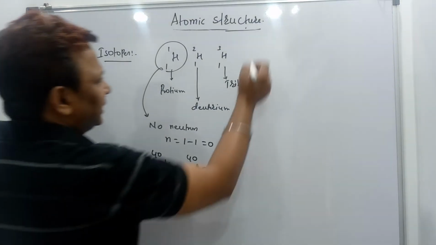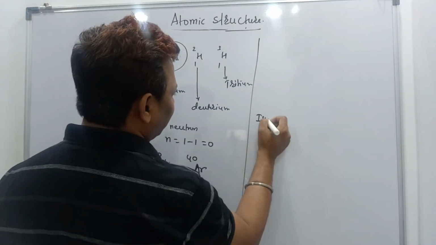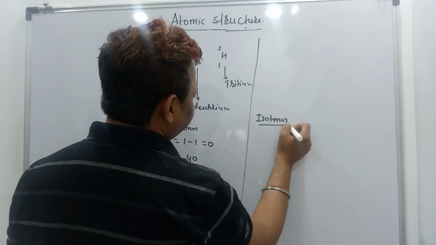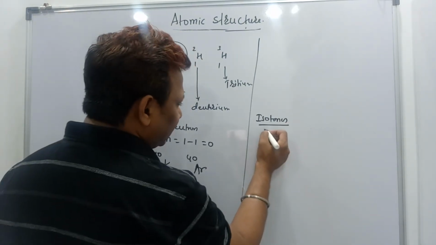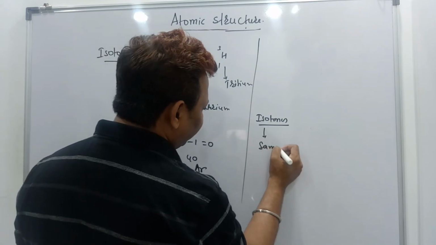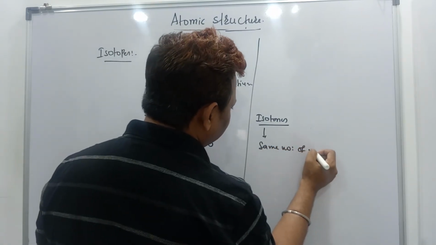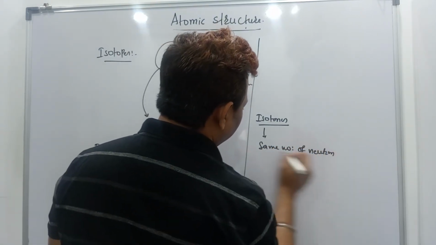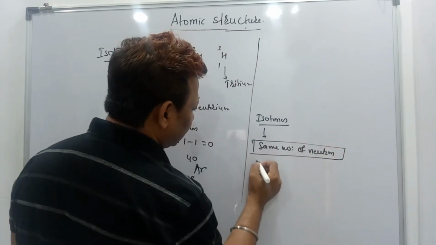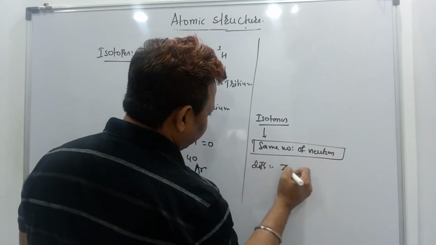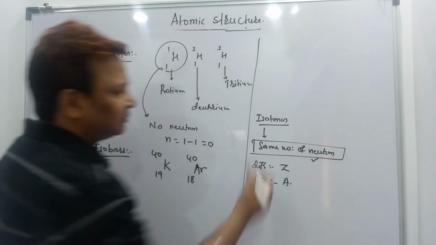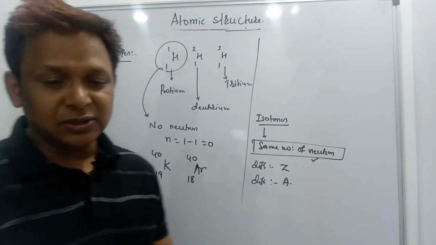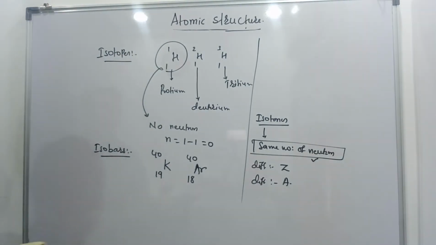Then isotones, one more term that will be there in our book. What are isotones? Elements having different atomic numbers, that is different Z values, and different A values, but the same number of neutrons, are called isotones. So: isotopes, isobars and isotones.